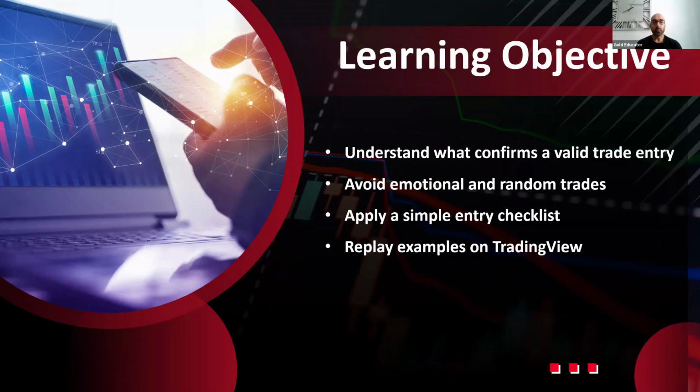So what are we going through in today's session? We want to understand exactly what confirms a valid trade entry. That means we're going to avoid entering random trades or entering based on emotion. We're going to apply a very simple entry checklist made up of a few confirmations. Then we'll go back to TradingView and look over some key examples that have happened recently in the market, and you can start to identify whether these were very good trades or not so good trades. It'll be interesting to see how we go on.